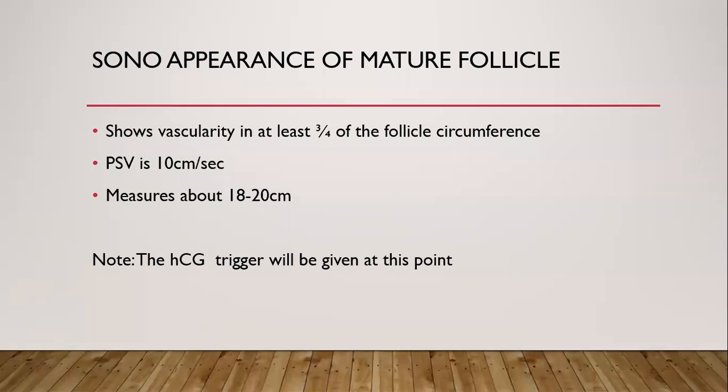Then PSV, peak systolic velocity of the stroma, must be 10 centimeters per second. Then we equally measure the size of the follicle. It must be somewhere around 18 to 20 millimeters. So it is at this point that your doctors are going to trigger or start their HCG, which is the drug that they use in the induction of the follicles or the oocyte.